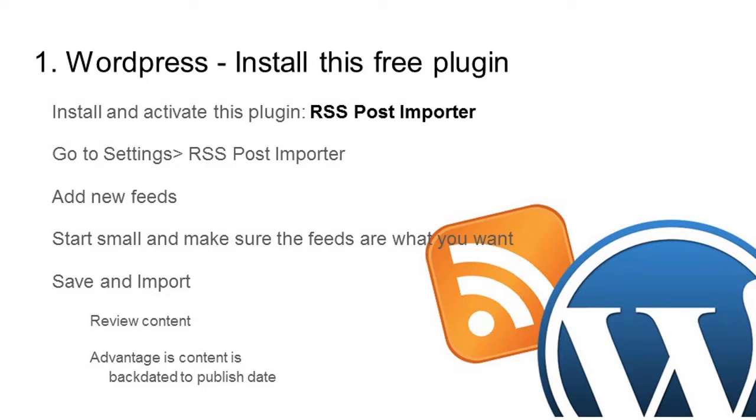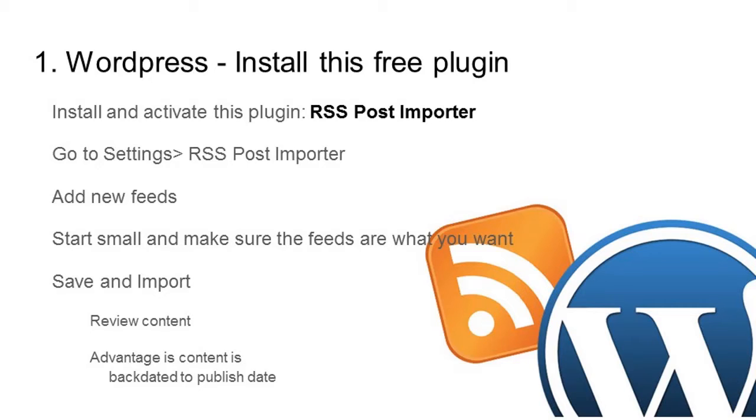You're going to install, activate the plugin, go into settings, and run it. You're going to add a new feed. Start small and make sure the feeds are what you want. Then you're going to save and import. Review the content, and the advantage here is the content is backdated to a publish date. That means you can extend the age of your WordPress site when people look at the blog post dates. So let me show you how it's done.